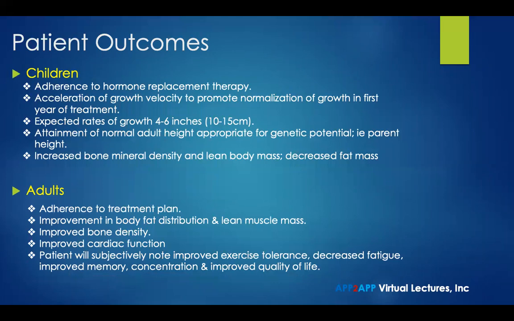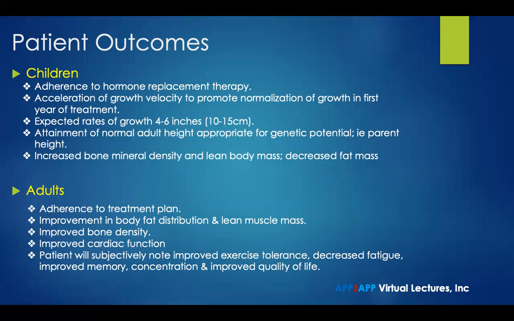Patient outcomes in children, of course, it's going to be adherence to hormone replacement therapy. You want to observe an accelerated growth velocity to promote normalization of growth in the first year of treatment. And what you should expect is about 4 to 6 inches in growth height within the first year. Another outcome would be that the child would grow to a normal adult height appropriate for their genetic potential, and that they would achieve increased bone mineral density and lean body mass and decreased fat mass.